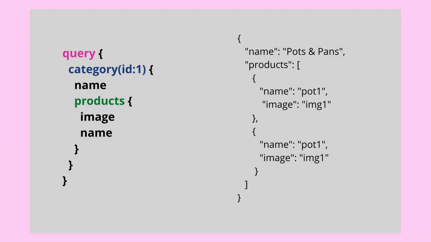And we could get something like this. So over here, we could get an object where we have the name, and then a products array where we have the name, image, name, image. And that's pretty much it. So that is how we are going to prevent underfetching with GraphQL.